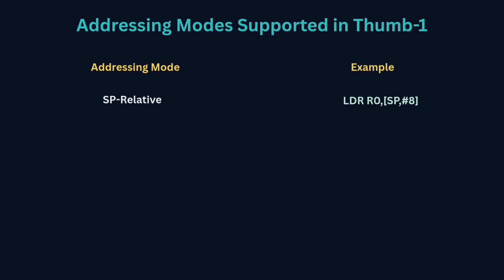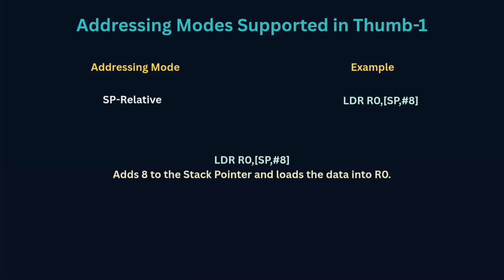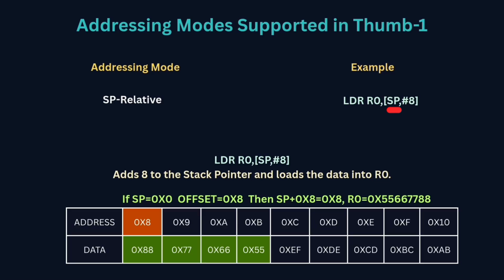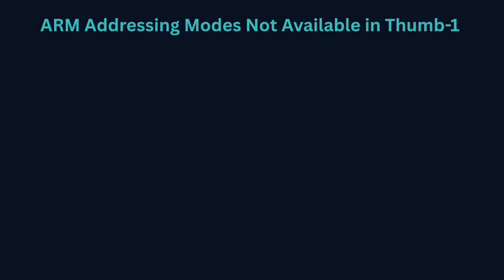Then we have SP relative addressing. For example, LDR R0, [SP, #8]. In this addressing mode, the stack pointer acts as the base register. For the LDR instruction, the processor accesses the memory location at SP plus 8, reads the data stored there and copies it into R0. Now let us understand ARM addressing modes which are not available in Thumb-1.